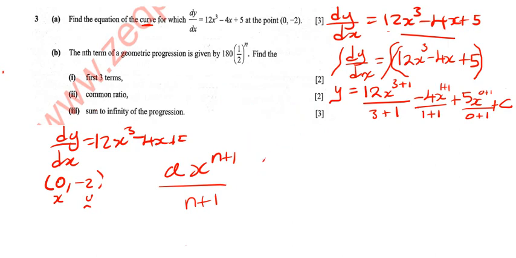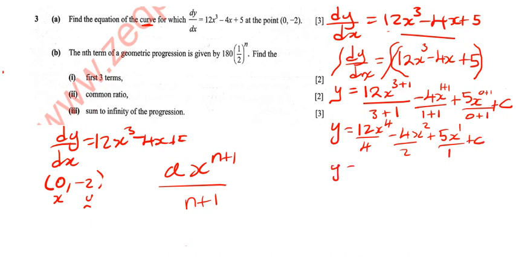So we say y is equal to, now we can just do simple algebra: 12x to the power 4 over 4 minus 4x to the power 2 over 2 plus 5x to the power 1 over 1 plus c there. So you say y is equal to, now 4 into 12 is 3x to the power 4, minus 2 into 4 is just 2x to the power 2.